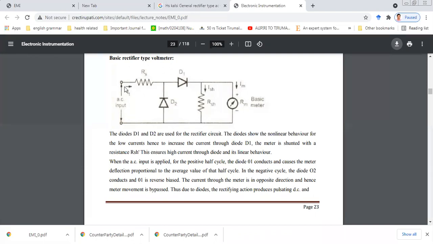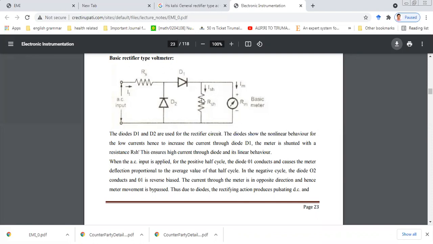Negative half cycle of the input AC signal. So this is the negative and this is the positive. This is negative and this is the positive. So negative, positive. So this diode will conduct, and further this diode will conduct.